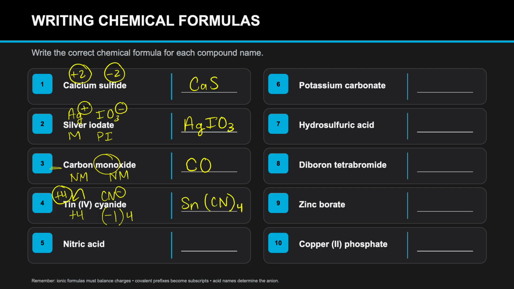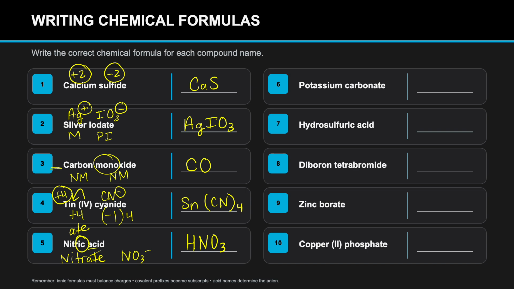Next we have nitric acid, obviously an acid. So if I have ic, that means it used to be ate. So nitrate. This is when knowing your polyatomic ions is very important. So nitrate is NO3. It has a minus 1 charge, which means I only need 1 hydrogen. So HNO3.